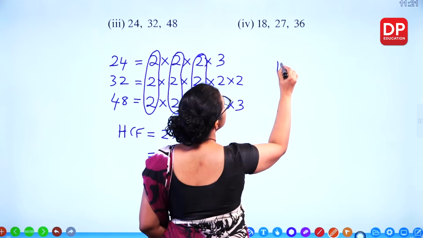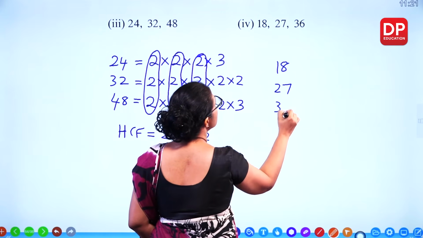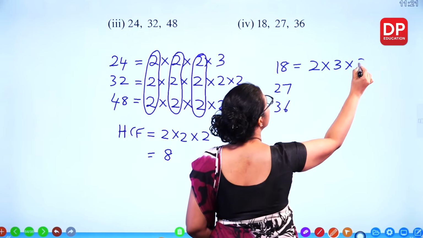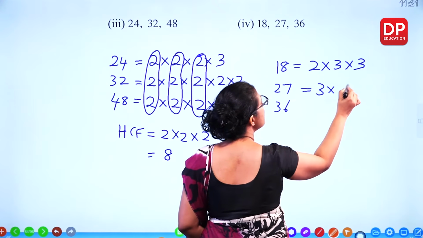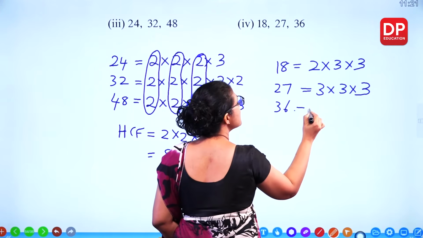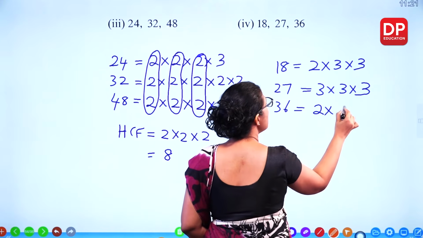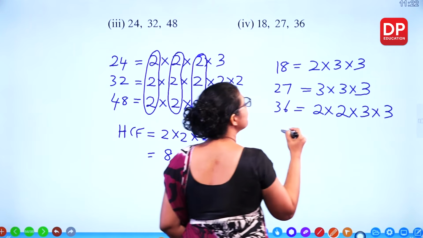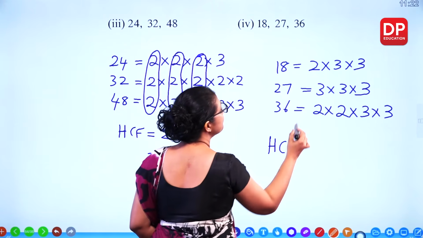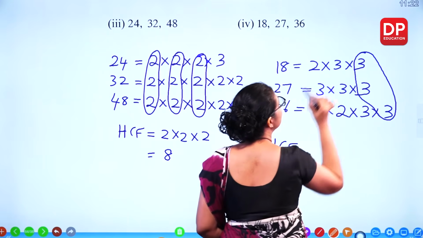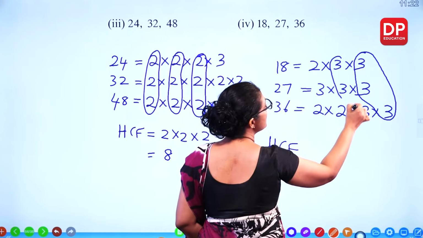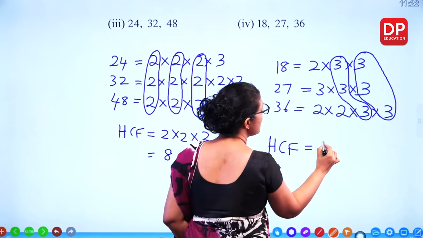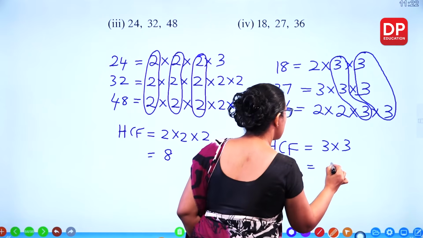This one, 18, 27, 36. 18 is 2 times 9. 9 is 3 times 3. 27, 3 times 9. 36 divided by 2, 18. Divided by 2, 9. 9 is 3 times 3. What's the highest common factor? 3 is common. Another 3 is common here. That's all. 3 times 3. That's 9.